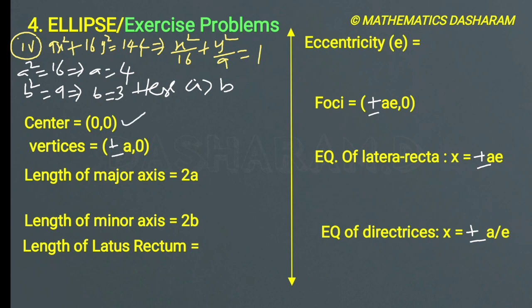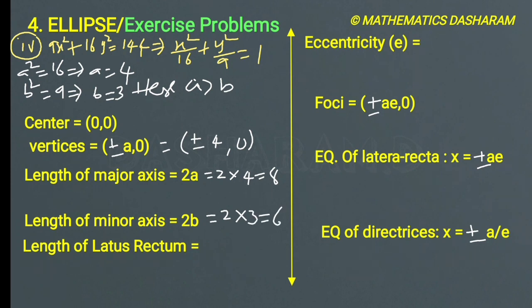So here the center is 0 comma 0 and the vertices are plus or minus a comma 0. So plus or minus a value is 4 comma 0. Next, the length of the major axis is 2a, so that is 2 into a value 4, 2 4s are 8. Length of the minor axis 2b, 2 into b value 3, so 2 3s are 6. Length of the latus rectum, that is 2b square divided by a, so it equals 2 into b square, that is 9, divided by a value, that is 4. So here 9 by 2 is the answer.